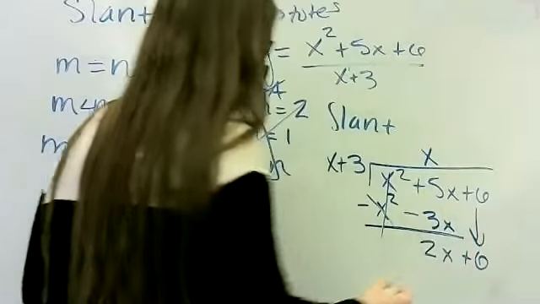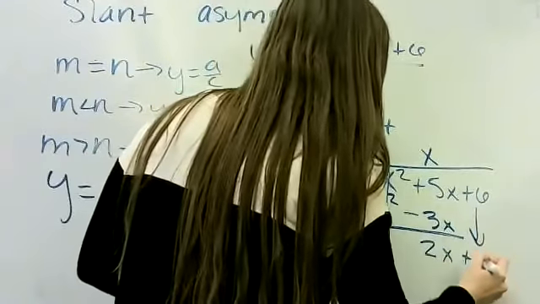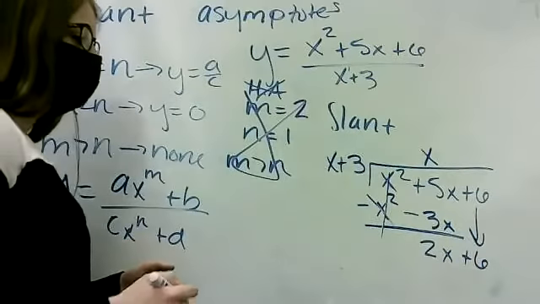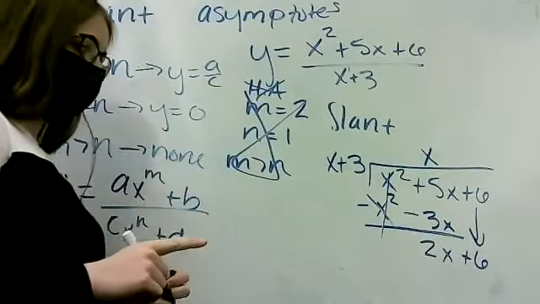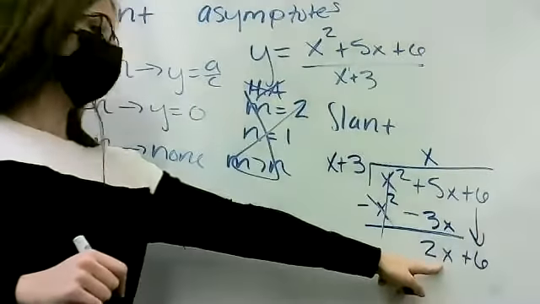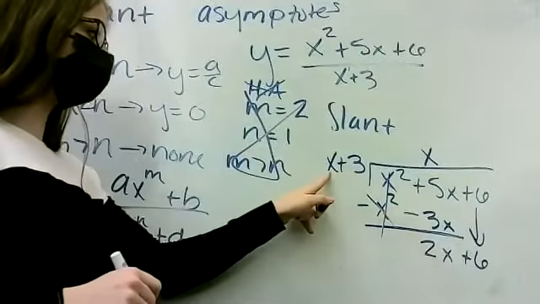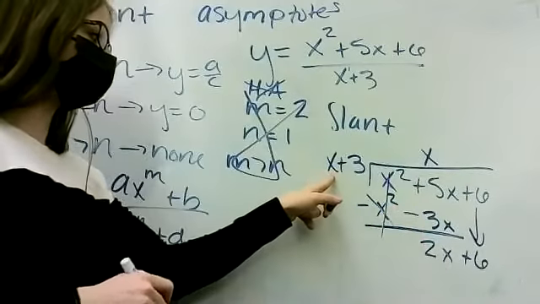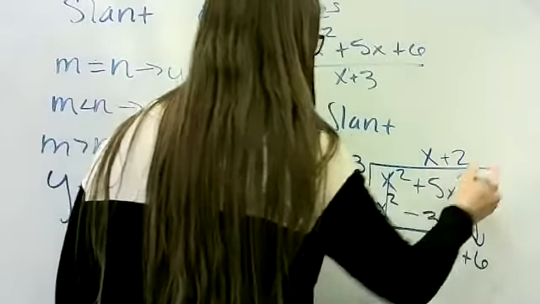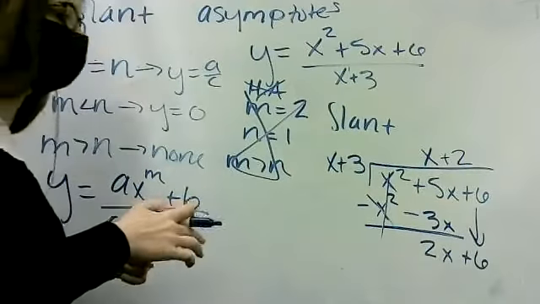So next I'm going to drop down my 6. So what was the first thing I did? First term divided by first term. So what is 2x divided by x? 2. Good, that 2 is going to go up top. 2x divided by x is 2, we put that number up top.